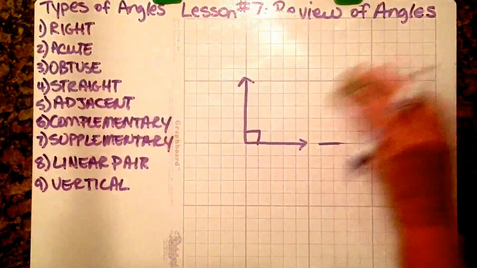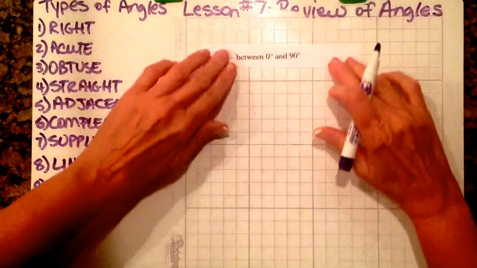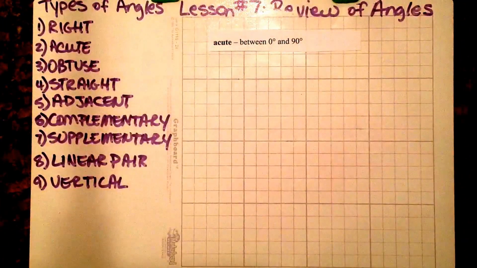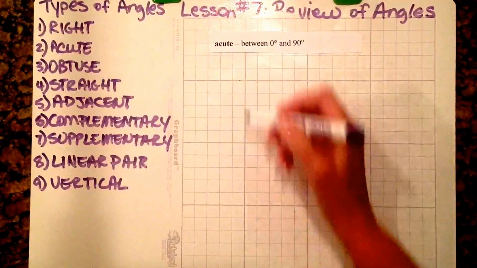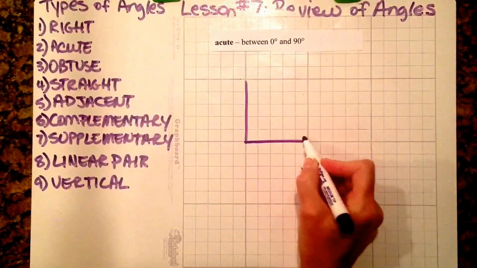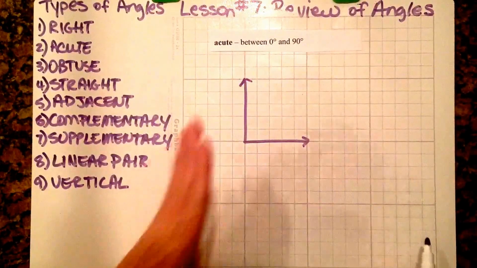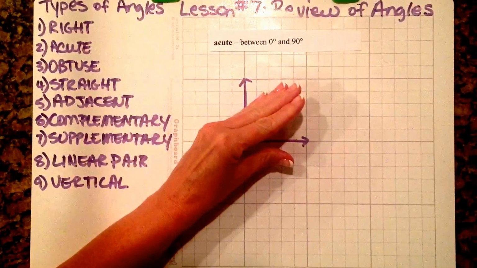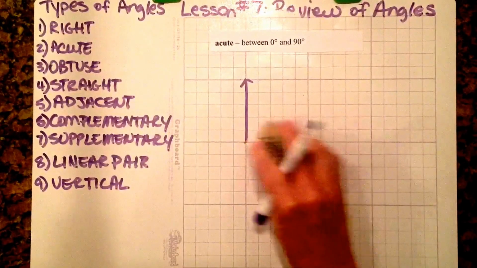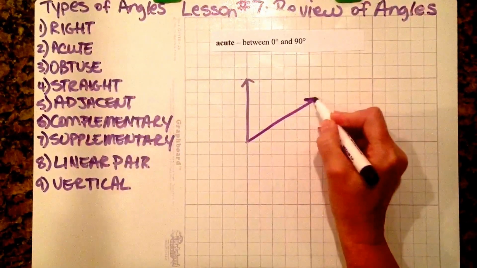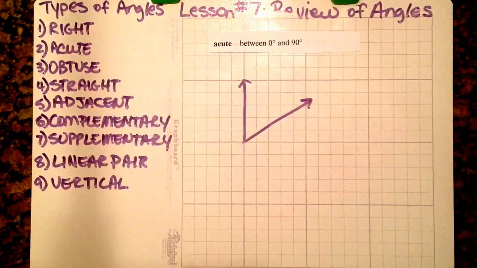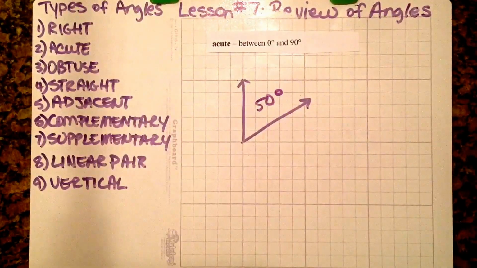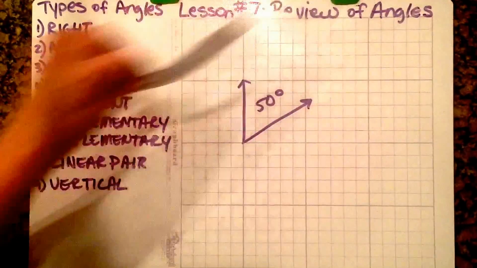All right, the next angle is acute angle. If you know what a right angle is, now let's go to acute. An acute angle is an angle that measures between 0 and 90 degrees. So it's going to be a little bit smaller than the right angle. It's going to be moved in like this a little bit. If I took this ray and brought it in a little bit, that is an acute angle. For example, the measure of this angle could be maybe 50 degrees. If it's between 0 and 90, it's an acute angle.